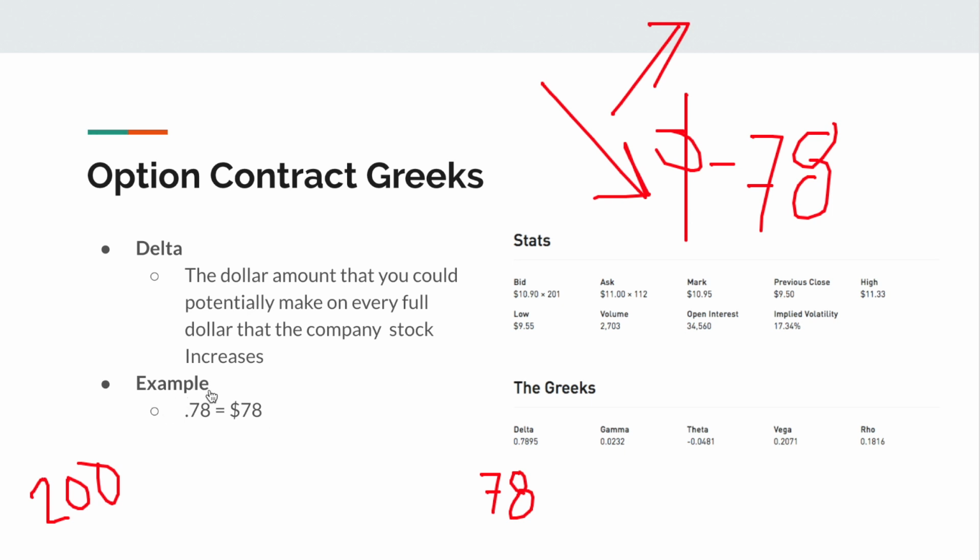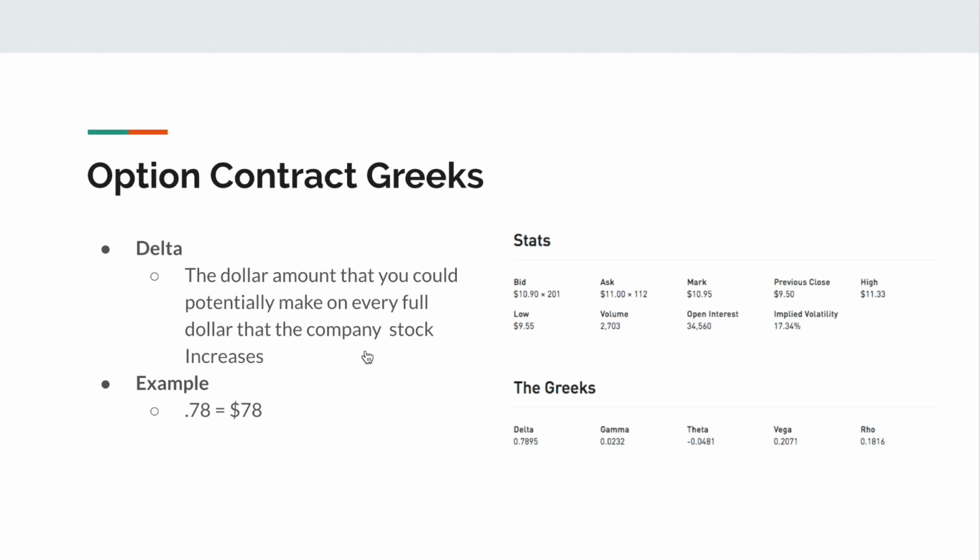So this goes back to calls and puts. Remember, with calls you're assuming that the stock is going to go up, you're bullish about the future, and with puts, you're assuming that the stock is going to go down, you're bearish about the future. So the gist of it, that's pretty much what delta is. Delta is the dollar amount that you could potentially make for every full dollar move.